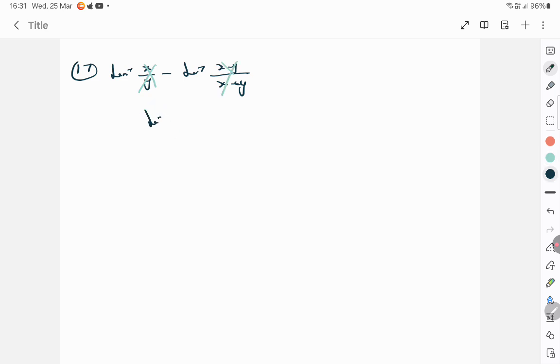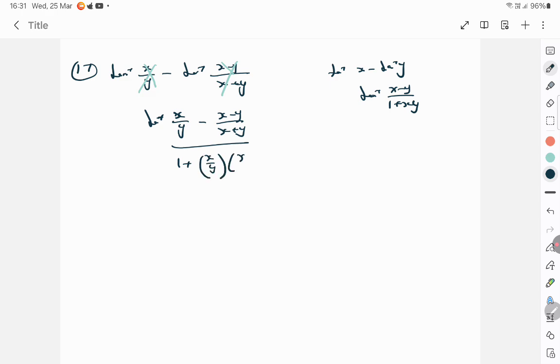So just do tan inverse of x minus tan inverse of y, which is tan inverse of x minus y by 1 plus xy. Substitute that formula, x minus y by 1 plus xy. Substitute this, just try to solve this.